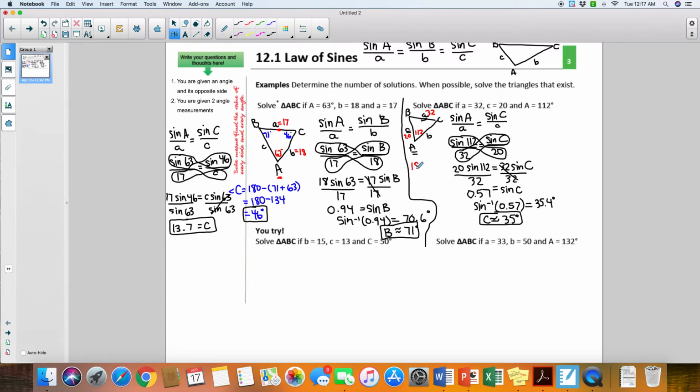So I'm going to do 180 minus 112 plus the 35. So that would be 180 minus 147, which is 33 degrees. So angle B is 37 degrees. 33 degrees, I'm sorry.